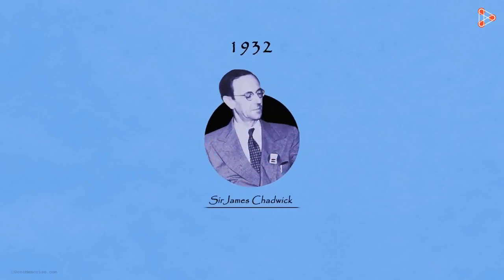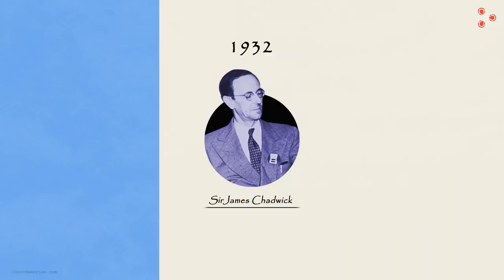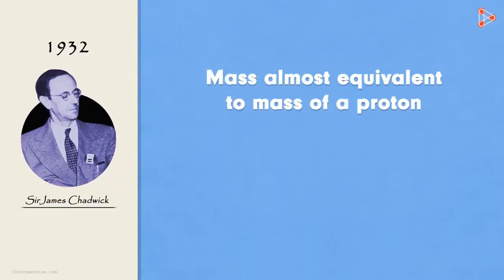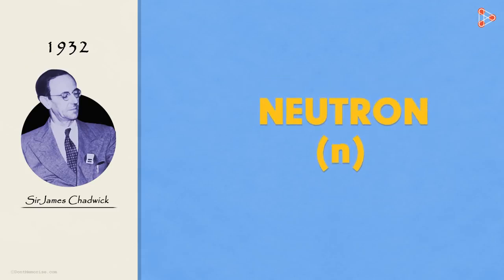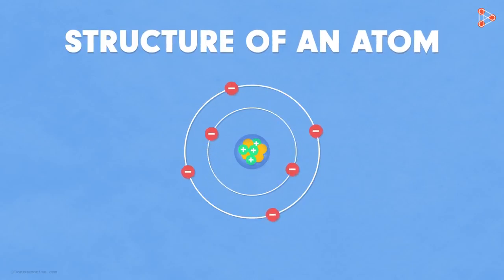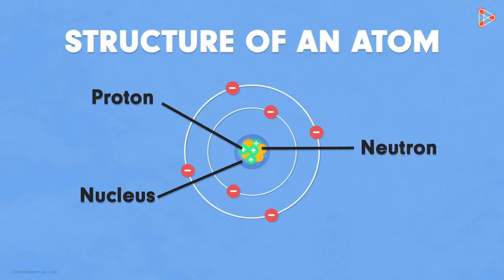Let's find that out. It was around the year 1932 when a famous English physicist, Sir James Chadwick, found the third subatomic particle. He found that the particle had a mass almost equivalent to that of the proton. And what about its charge? Astonishingly, it had no charge. Yes, the particle was neutral. The particle was later named as neutron, denoted by the letter N. Thus, now we have the complete design of an atom. In the center lies the nucleus having positively charged protons and neutral neutrons, while the negatively charged electrons revolve in fixed orbitals around the nucleus.